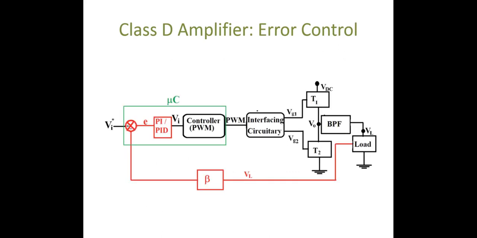So now we come to the issue of error control in class D amplifier. The main source of error in class D amplifier will be VDC. As you can remember from our discussion on the output of the class D amplifier, the gain of the class D amplifier is directly proportional to VDC. So any variation in VDC will result in variation in the gain and hence error or distortion in the output.